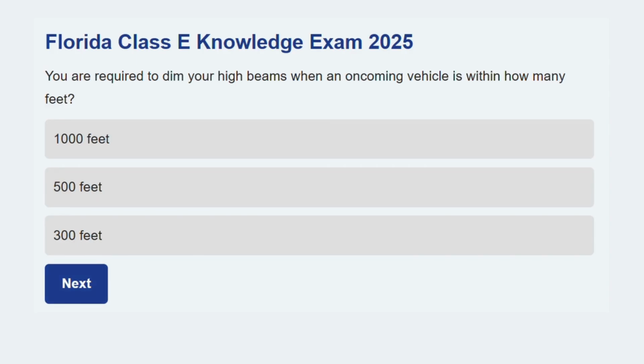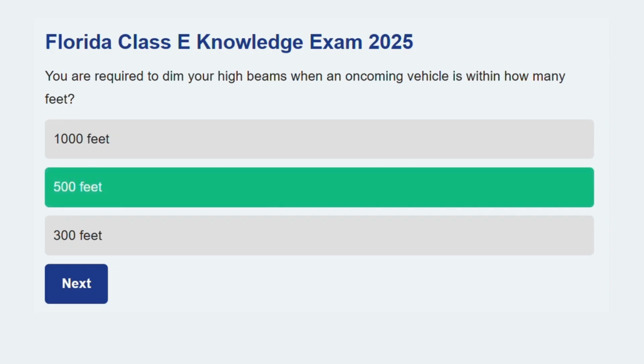You are required to dim your high beams when an oncoming vehicle is within how many feet? 500 feet. This is the rule to prevent blinding an approaching driver.